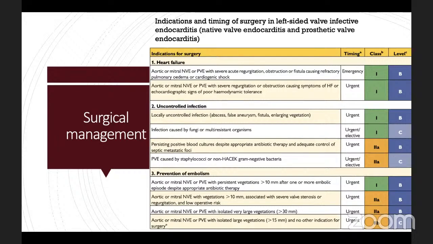Uncontrolled infection: locally uncontrolled infection, abscess, false aneurysm, fistula, and enlarged vegetation, or infection caused by fungus or multi-resistant organism, or if the patient has persistent positive blood culture despite appropriate antibiotic therapy and adequate control of the septic metastatic foci, or if the patient has prosthetic valve infection caused by staphylococcus or non-HACEK gram-negative bacteremia.